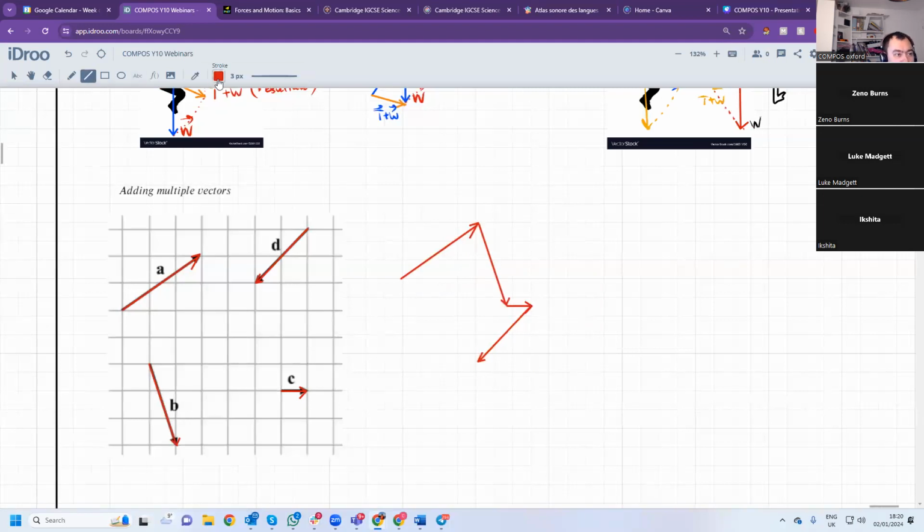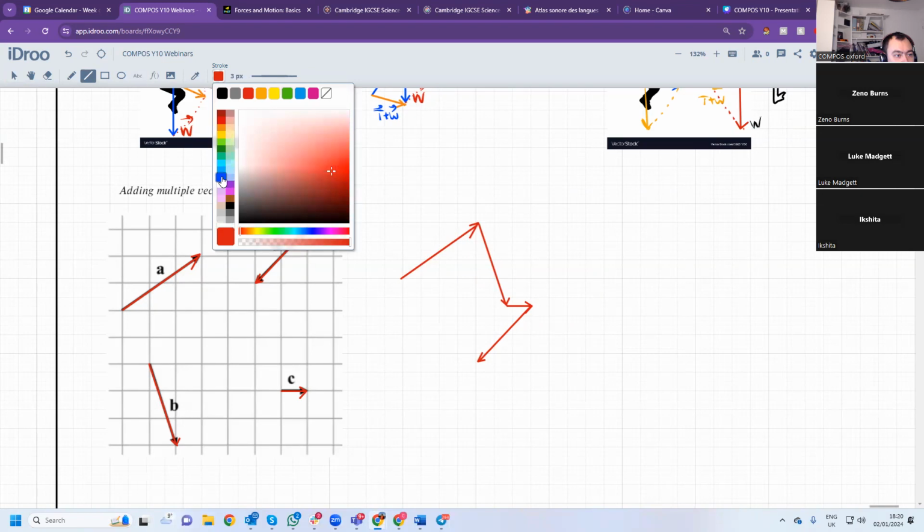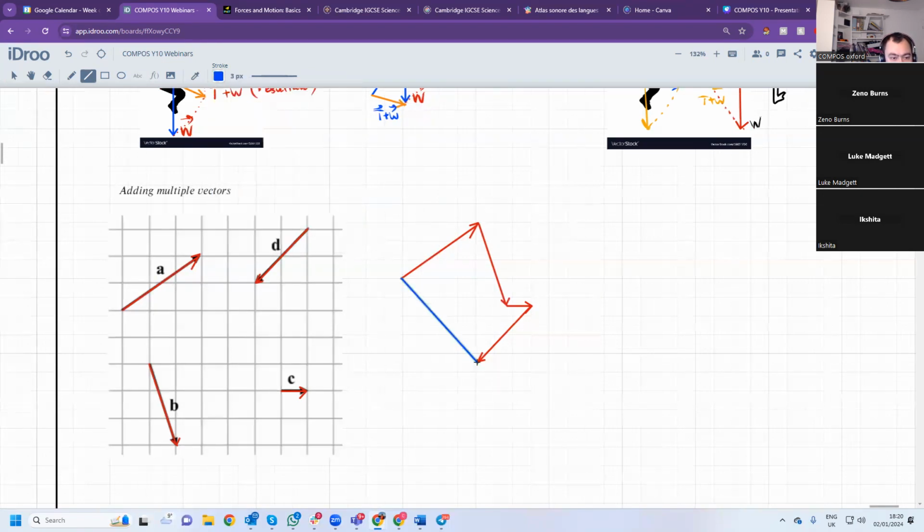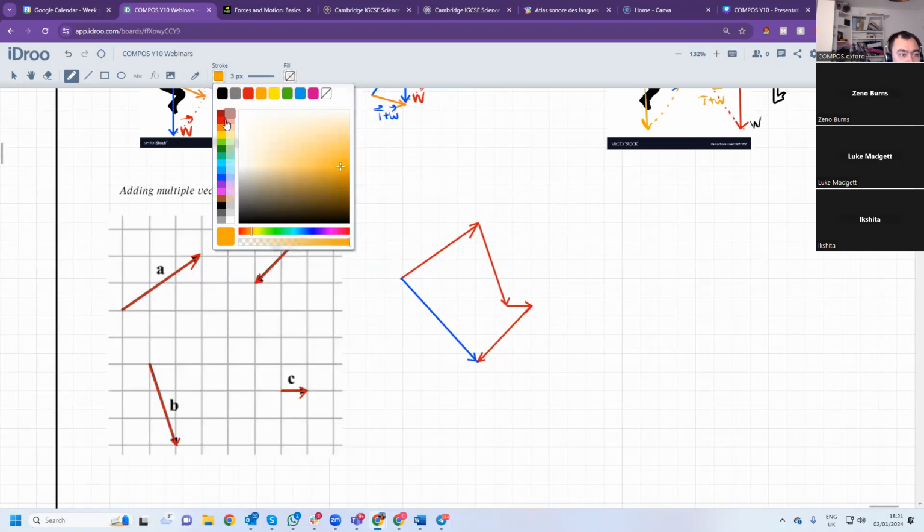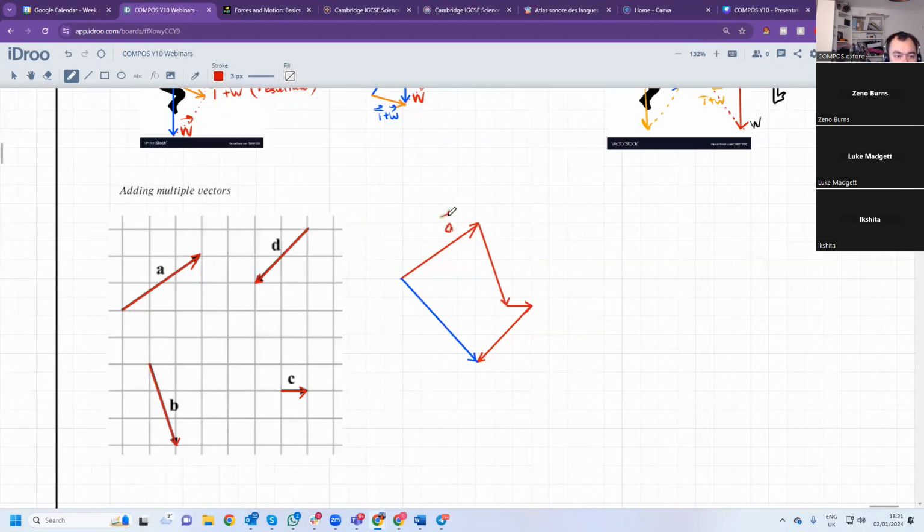And then this vector is the resultant of therefore this vector. So I'm just going to label them. This is A, B, C, D. And this vector is A plus B plus C plus D.